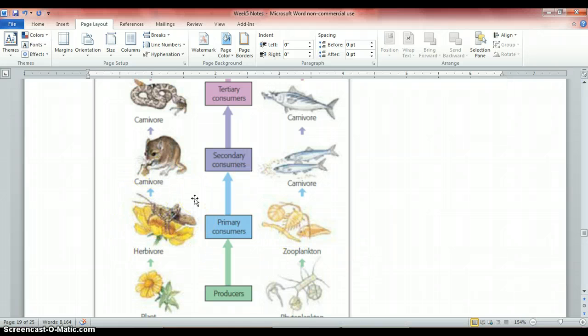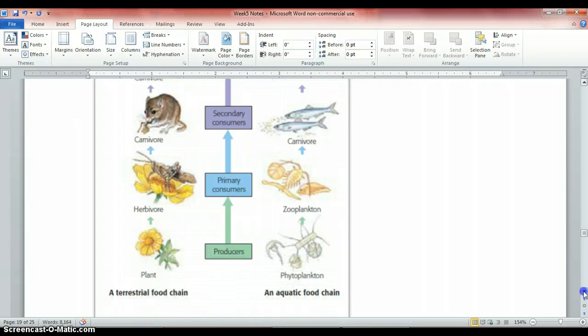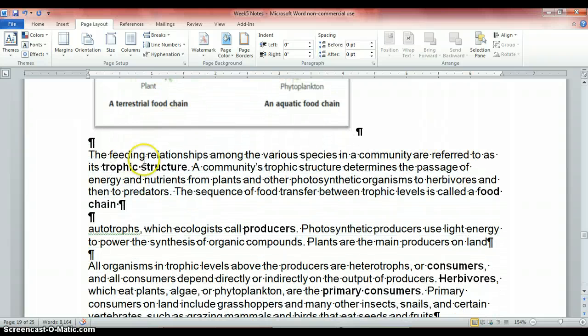I'm just going to do the plant side. It's kind of the same concept on the water side. After the herbivore, it's going to be a carnivore, and that's our secondary consumer because it's a step up. Then we're going to have another carnivore who's usually larger, and those are tertiary consumers, and then you're going to have your top dude in your food chain, who is usually the quaternary consumer. This can include humans. Let's scroll down. The feeding relationships among the various species in a community are referred to as the trophic structure.